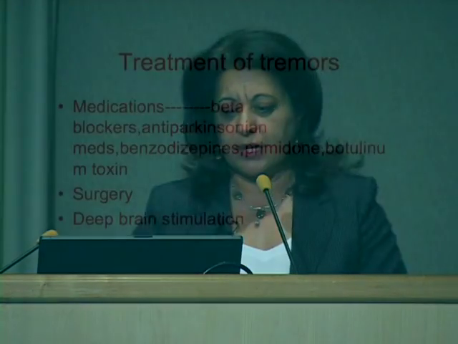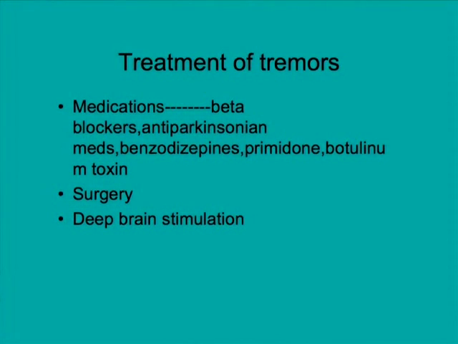Treatment of the tremors depends upon the kind of tremors. For example, as you know, Parkinsonian tremors will respond to anti-Parkinson's medication. For essential tremors, which was the first tremor we talked about, usually the medications used are beta blockers like propranolol. It's also called Inderal. Some patients respond to primidone, which is actually an anti-seizure medication. We don't use it as an anti-seizure medication now, but it's used for essential tremors.